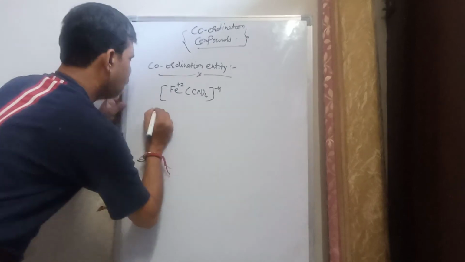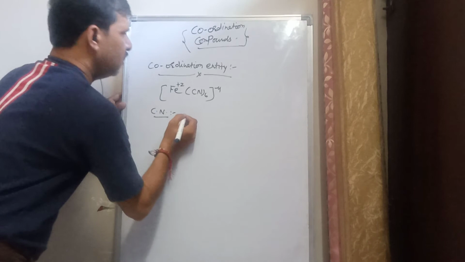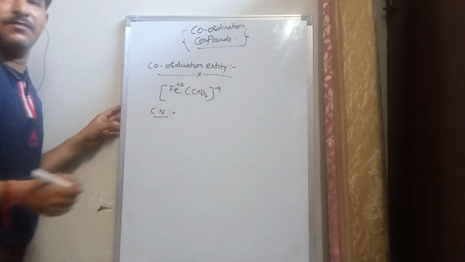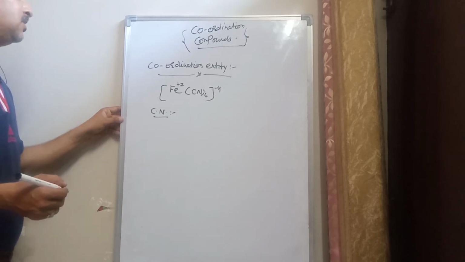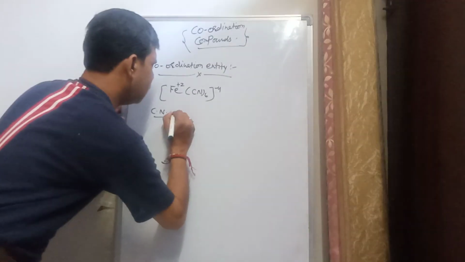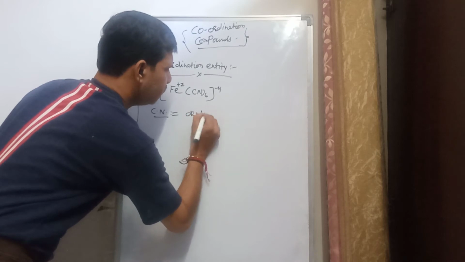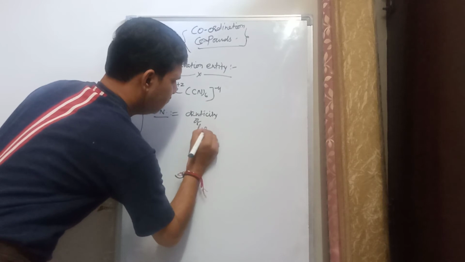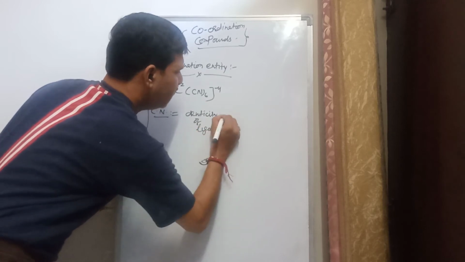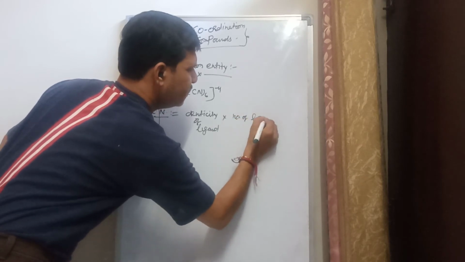Coordination number is the number of ligand species which are directly attached to the central metal atom or cation in the coordination sphere. This can be defined as CN is equal to denticity of the ligand multiplied by number of ligand species.